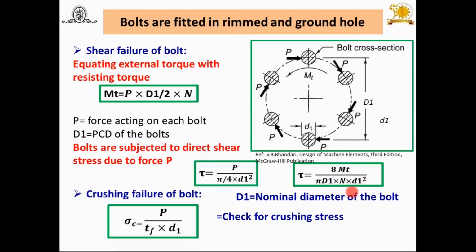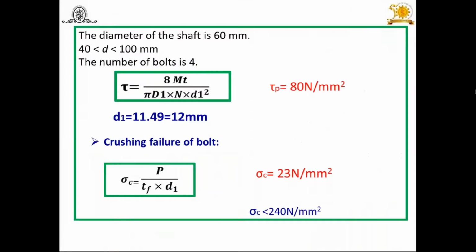And once you get this, find out the crushing stress induced in the bolt, that is P upon the projected area, that is thickness of the flange into diameter, that is the nominal diameter of the bolt. Now let us see in the next slide how the calculations are carried out.